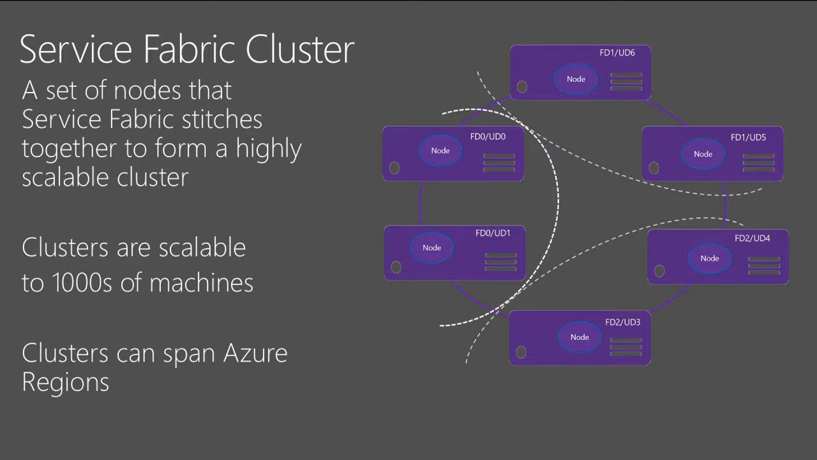Okay. So the very first term we have is the Service Fabric cluster. It's a set of machines, physical or virtual, that Service Fabric stitches together to form a reliable and fault-tolerant unit. Service Fabric is topology aware, so it uses that information to make placement decisions. Service Fabric clusters can certainly be scaled to thousands of machines.